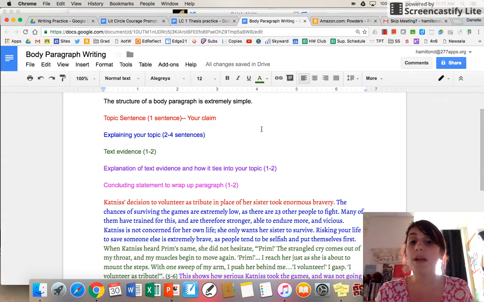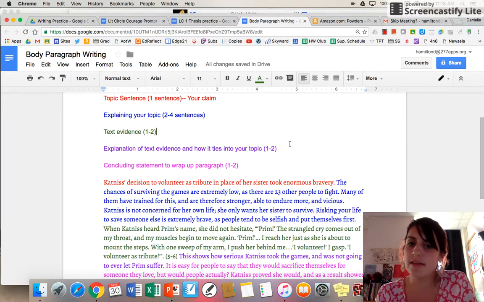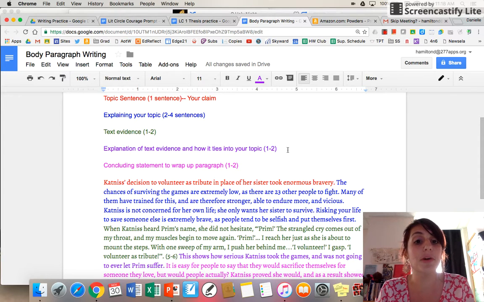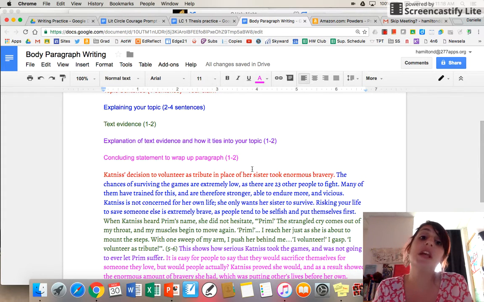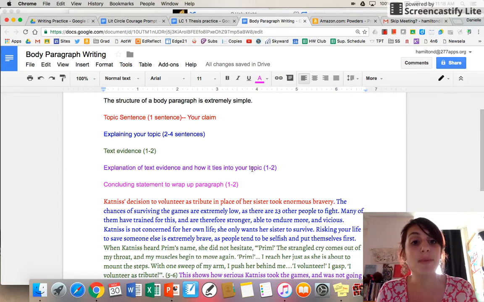So the structure of a body paragraph, really simple, really short. First, you start out with your topic sentence, and this is one sentence. This is your claim, basically. Then you go on to explain your topic. This is kind of the meat of it. This is 2 to 4 sentences. Use your text evidence to support you, 1 to 2 sentences. From there, you have to explain your text evidence, how it ties into your topic and why it's important. And then last but not least, you need to wrap up your paragraph. You can't just end with your quote and its explanation. You really need to wrap up everything so it ties back into your topic sentence.